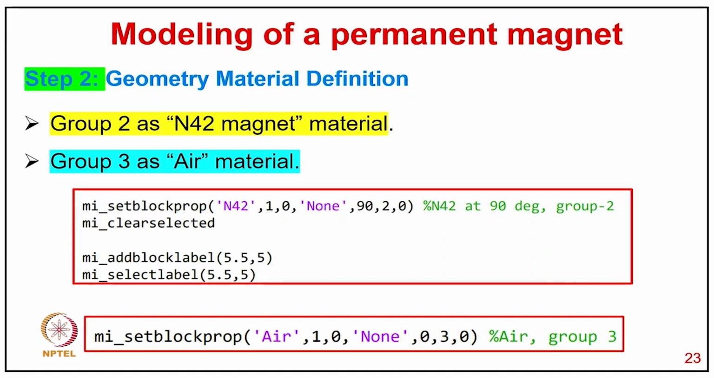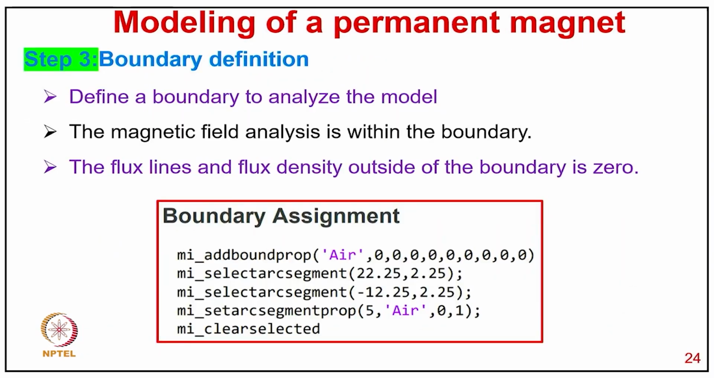Now mi_setblockprop N42 comma 1 comma 0, then none comma 40 comma 2 comma theta, with the comment N42 at 90 degrees, and group 2. mi_clearselected, and mi_addblocklabel 5.5 comma 5, and mi_selectlabel 5.5 comma 5, and mi_setblockprop in brackets air comma 1 comma 0 comma theta comma none and comma 0 comma 3 comma 0, as a comment, air group 3.